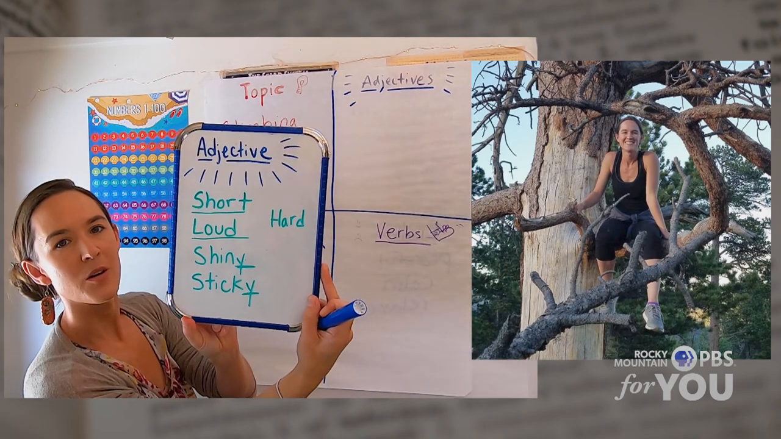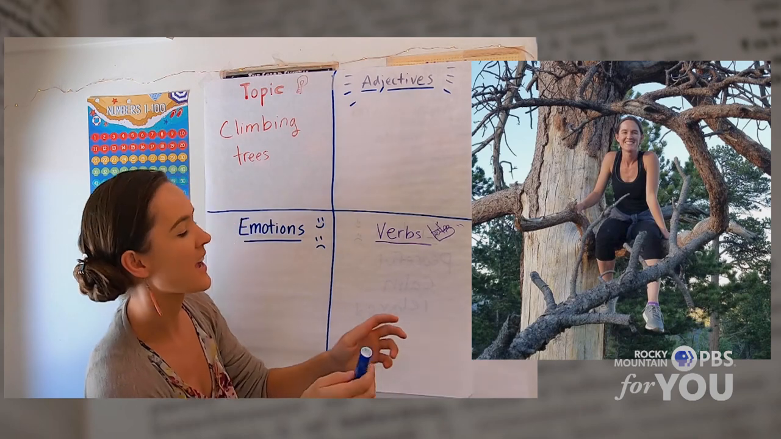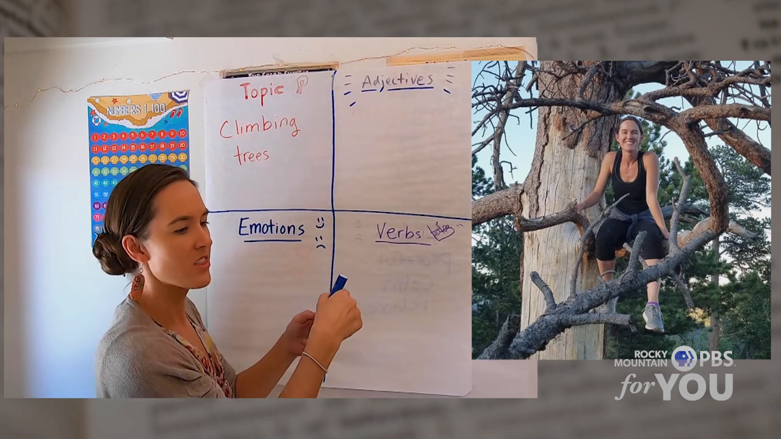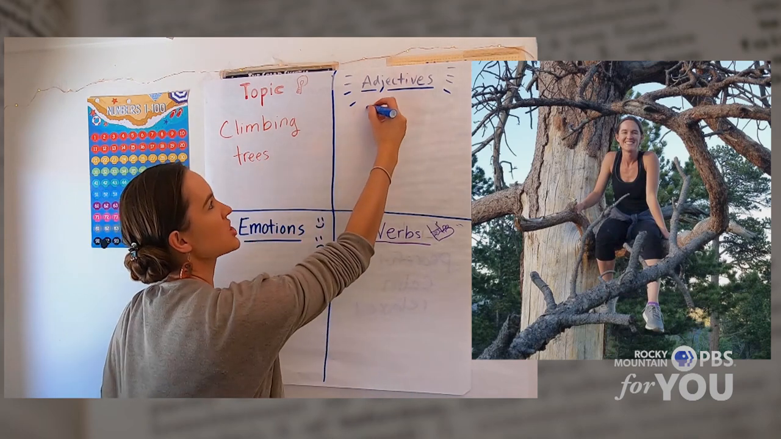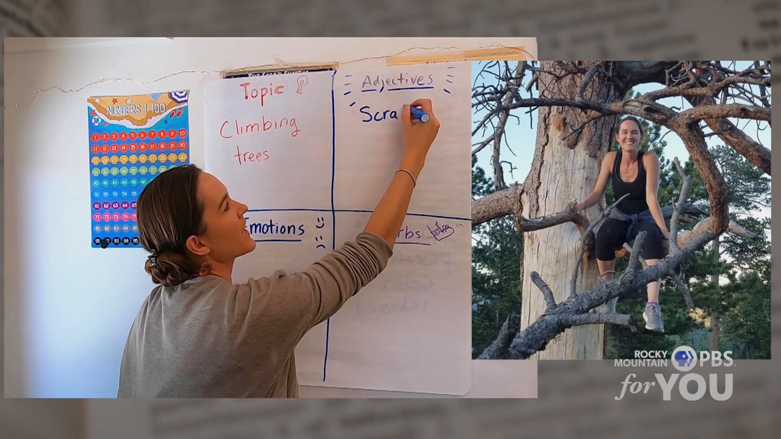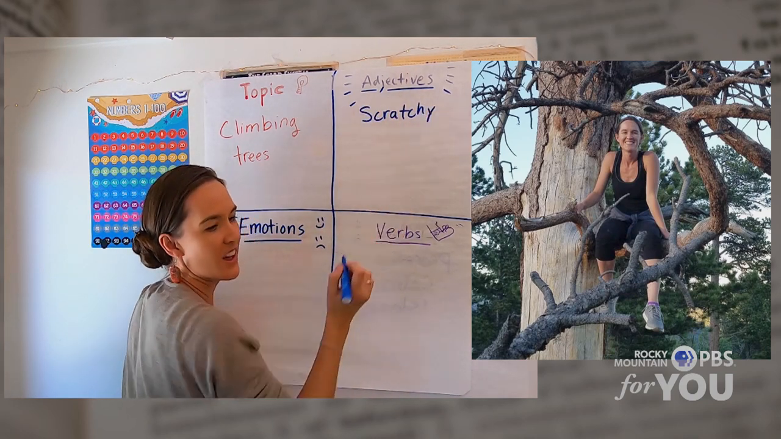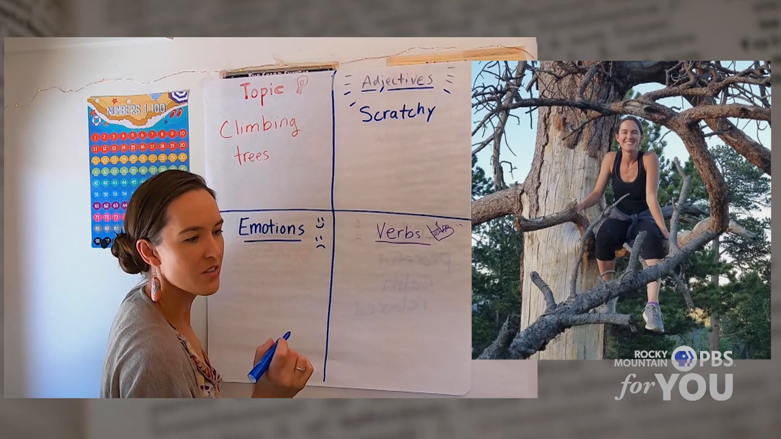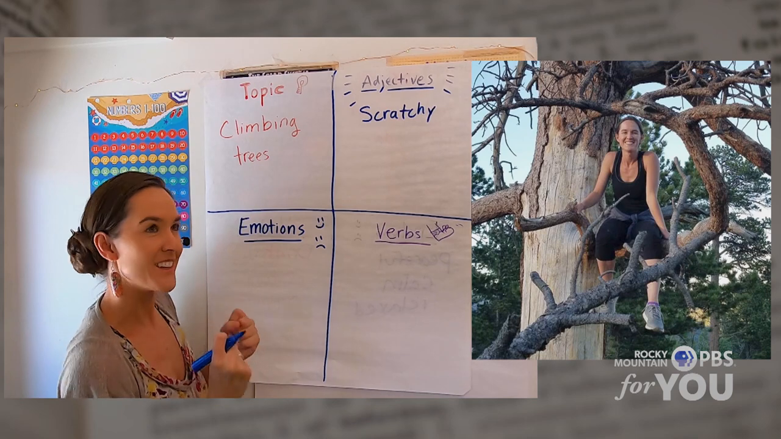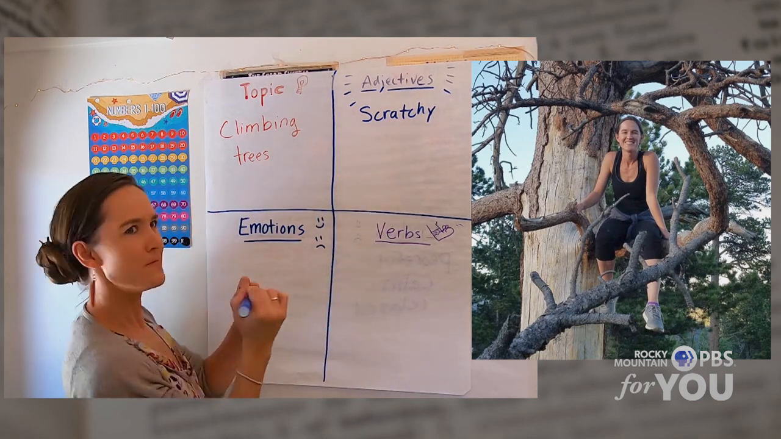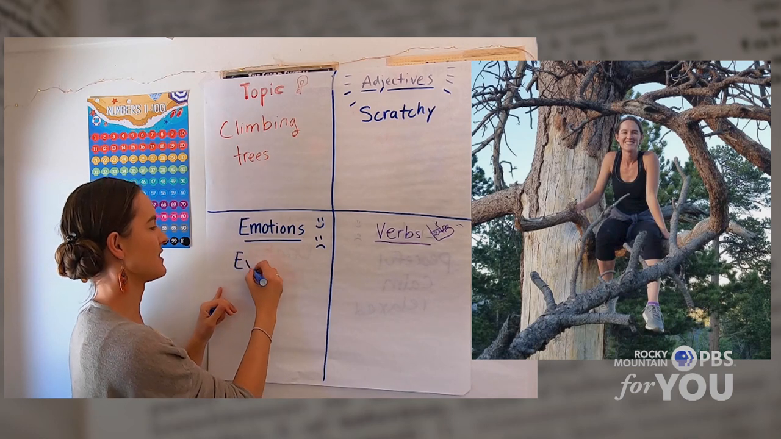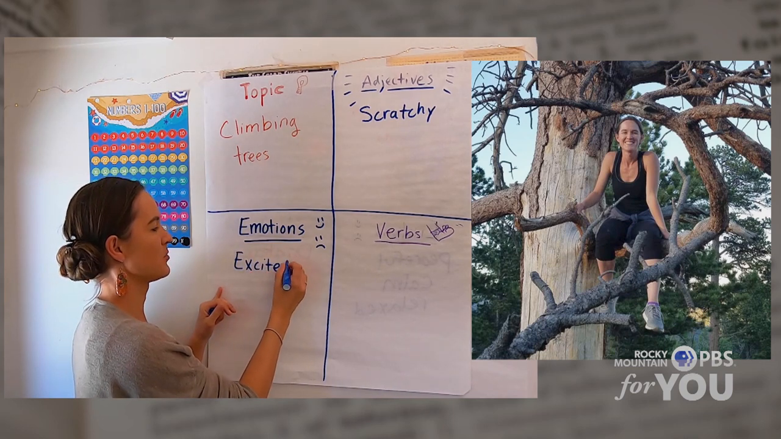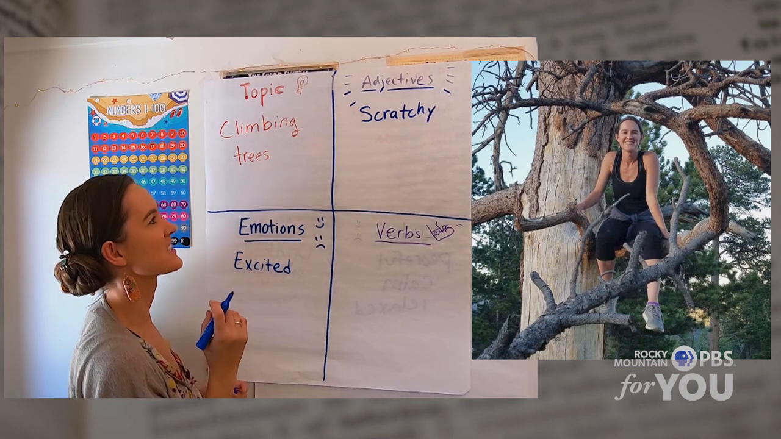Okay, when you look at this photo of me in a tree, what are some adjectives, some describing words that come to your brain? Let's see, adjectives. I think of scratchy. If you think of the bark, scratchy. I think of, let's see, when I'm in a tree, I feel excited. Oh, except that could be an emotion, right? I'm going to put that down here under how I feel, excited.